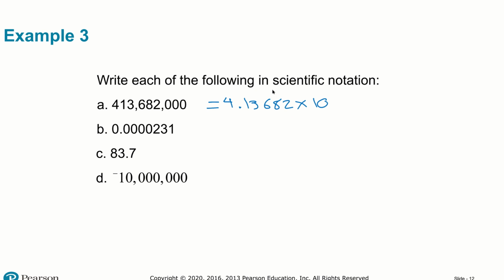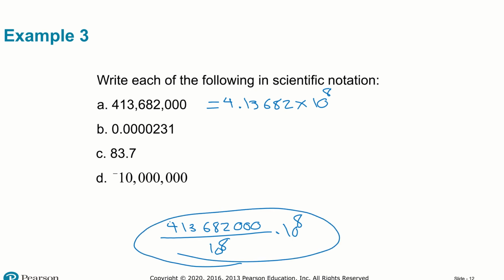So let me explain to you why this algorithm works. By moving it 8 places to the left, it's as if we divided by 10 to the 8, right? But remember, we're just changing the way the number looks. We don't want it to be a different number. So in order to compensate for what we have done here by dividing by 10 to the 8, we're going to multiply by 10 to the 8, okay? So we get 10 to the 8 right there. That's why the procedure works. So this is the reasoning behind why it works.